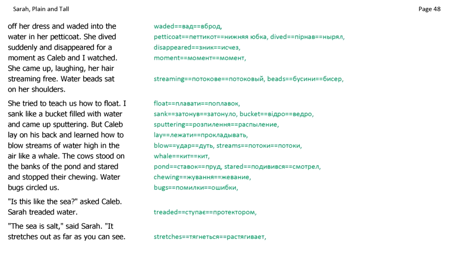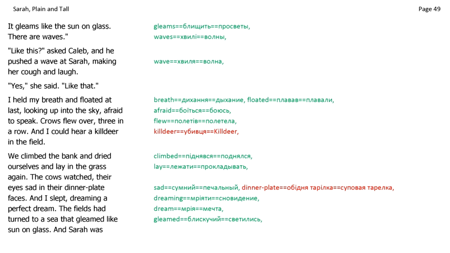"It stretches out as far as you can see. It gleams like the sun on glass. There are waves." "Like this?" asked Caleb as he pushed a wave at Sara, making her cough and laugh. "Yes," she said, "like that." I held my breath and floated at last, looking up into the sky, afraid to speak. Crows flew over, 3 in a row, and I could hear a killdeer in the field.